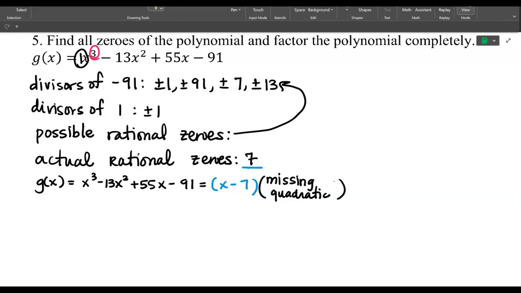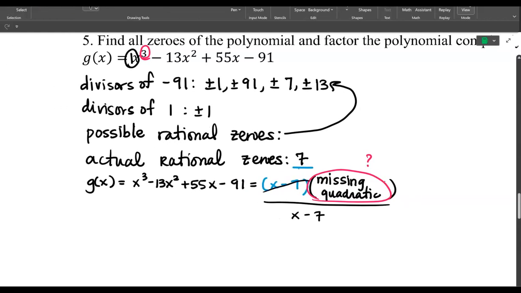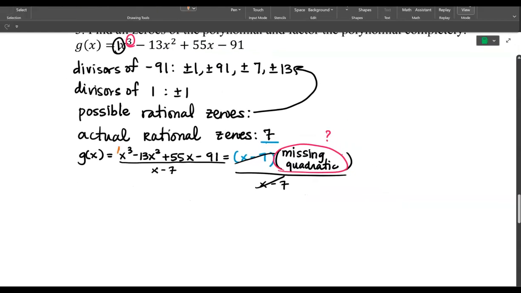So we need to find that quadratic piece, and then we can go on to find its zeros. So to solve for this missing quadratic, I'm going to come into this equation and I'm going to divide both sides of this equation by x minus 7. So that this will cancel here. So now we need to perform that division, and I'm going to do this division using synthetic division.